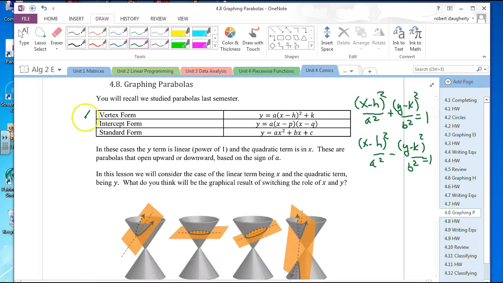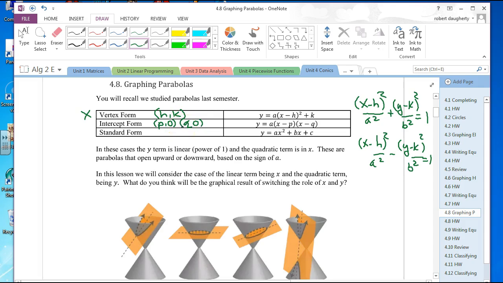Last semester, when we met our friends the parabolas, we had them in 3 different forms. There was a vertex form. Why do we call that the vertex form? You can look at that and tell that the vertex is what? (h, k), okay? We had another form called the intercept form because you can look at that and tell what? The x-intercepts are what? (p, 0) and (q, 0).